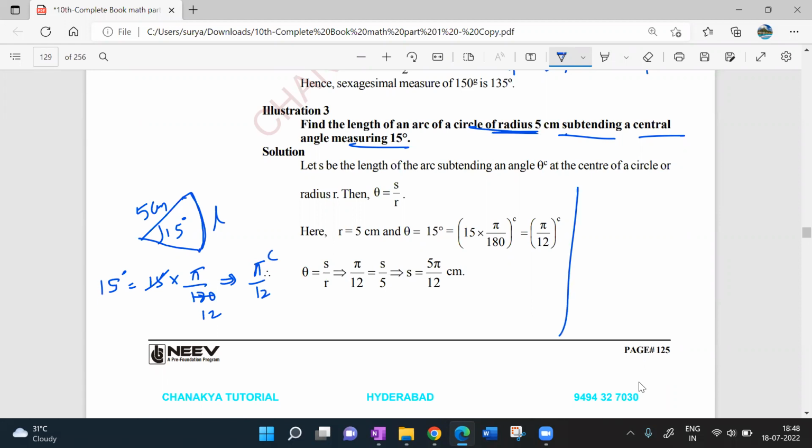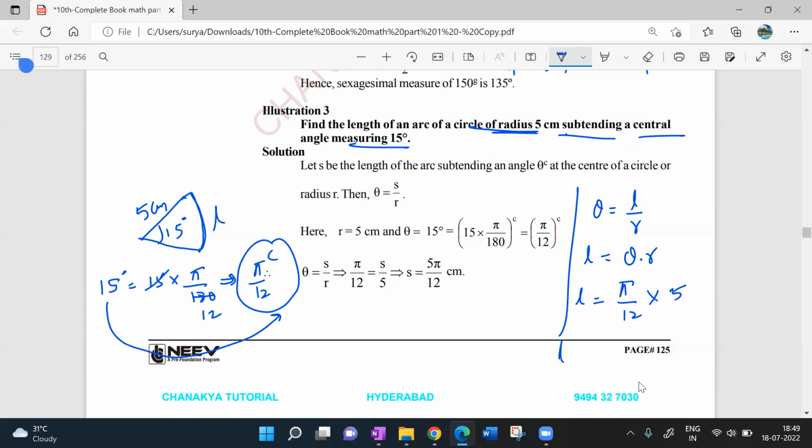Now I'll be substituting here. What was the formula? Theta is equal to L by R. I need to find out the L value: theta into R. This is my theta, converted to radians, beta. Always convert into radians: pi by 12. You need not write the degree symbol on the power here. The radius is 5. So the L value is 5 pi by 12 centimeters. This is the answer. Check. That is the answer I got here.